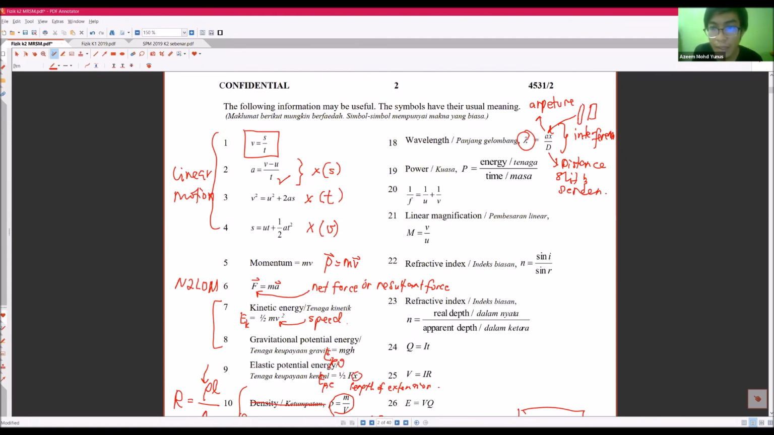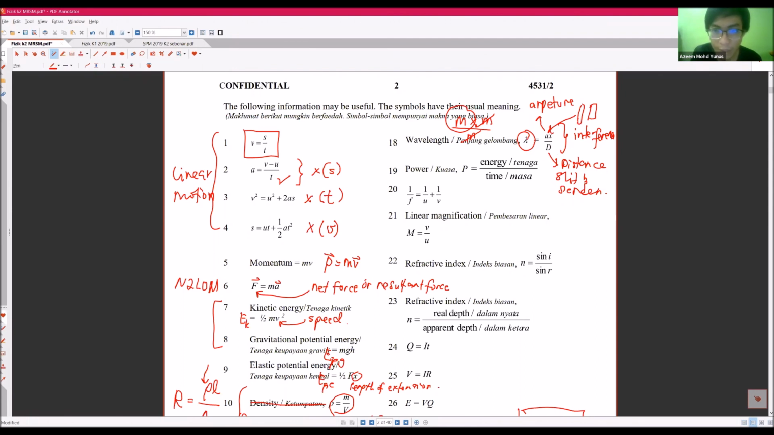If you use this formula, a is a distance, x is also a distance, D is also a distance. So meter times meter over meter. If you want to check the unit, then the meters cancel out. It gives the unit of meter for lambda. Make sure that if you want to use this formula, all of the quantities are in the same unit. If in meters, then you change all to meters, cm to meters.